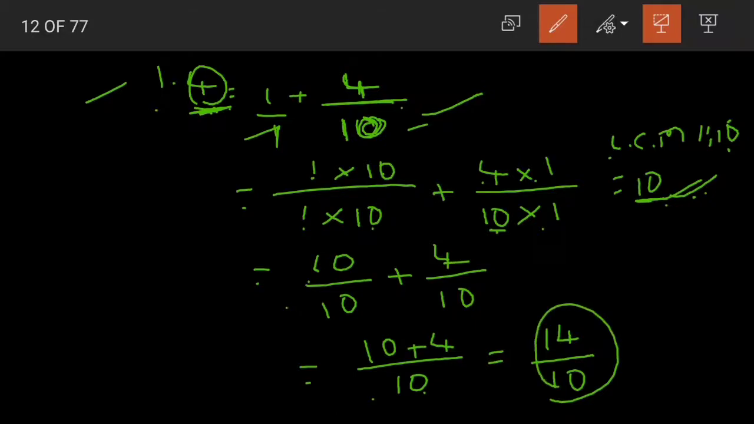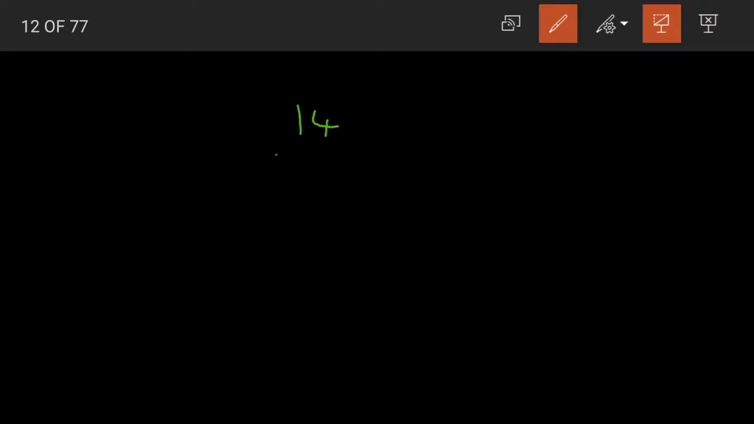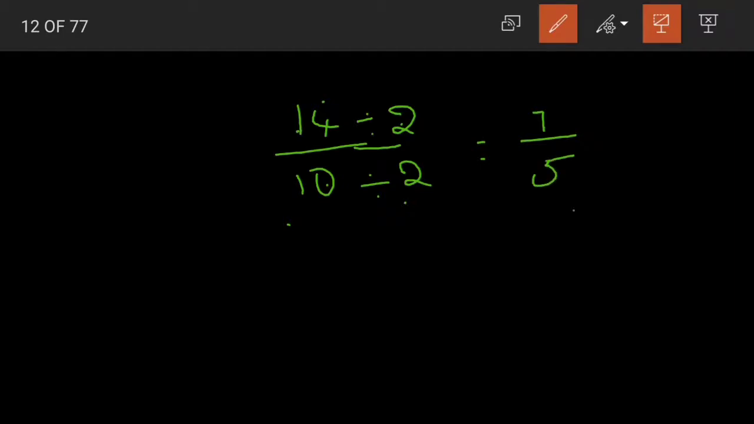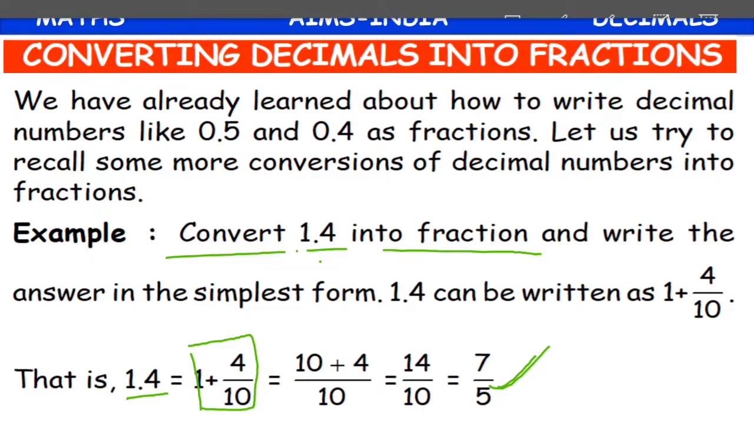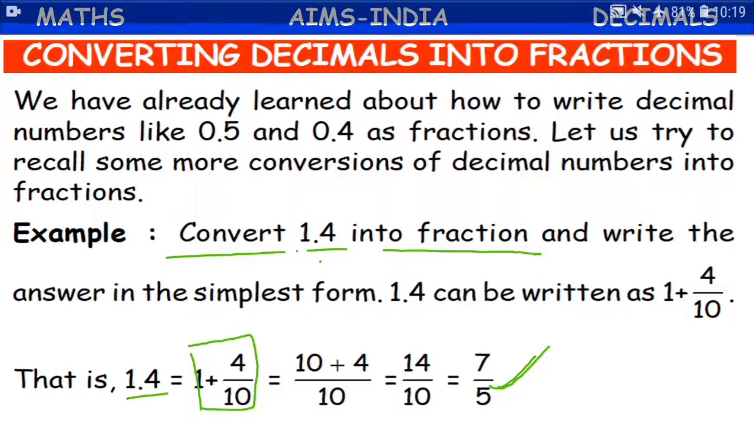Now what is our final answer here? 14 divided by 10. But if you observe, both 14 and 10 have 2 as their common factor. So when we divide by 2, 14 by 2 is 7, 10 divided by 2 is 5. So 7 by 5 will be our answer, children. Always remember, when you are dealing with fractions, you have to write the final answer in its simplest form. What is the answer here? 7 by 5. Understood?